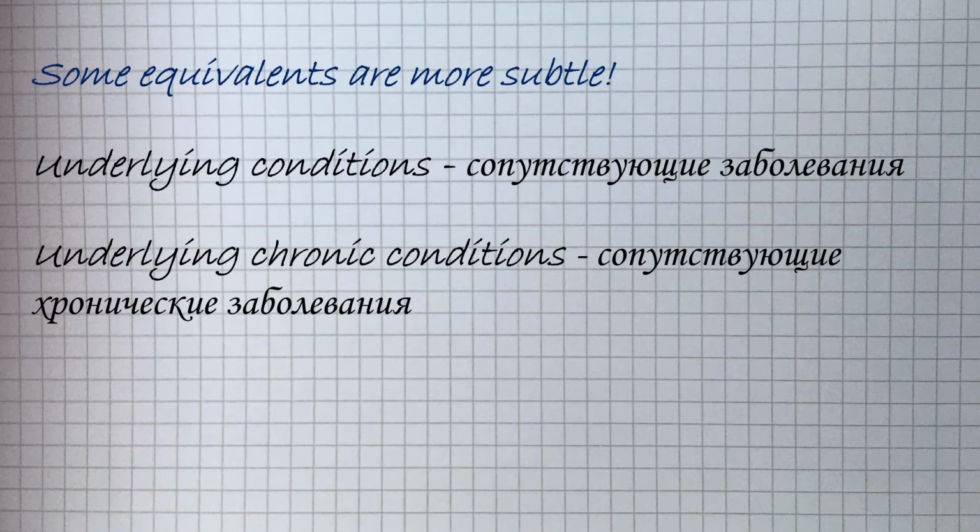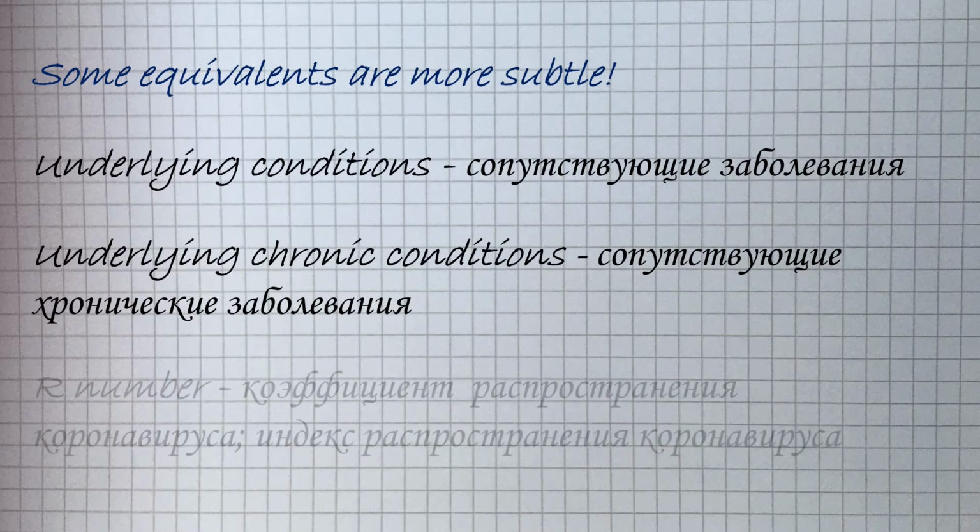Another one, R number. So we cannot go down the route of translating the word number separately or thinking what R could be in Russian. This is the wrong way. We need to translate it as a concept. And first of all, we need to understand the meaning of this concept in English. So once we know what R number is in English, which is the coefficient of how the coronavirus spreads, then we would immediately find the correct equivalent in the Russian media. And it is коэффициент распространения коронавируса.